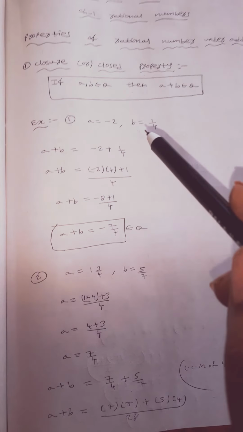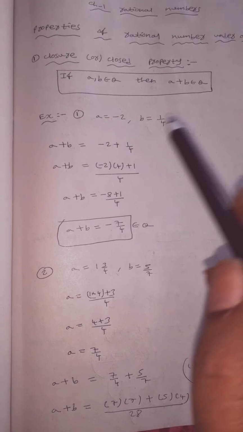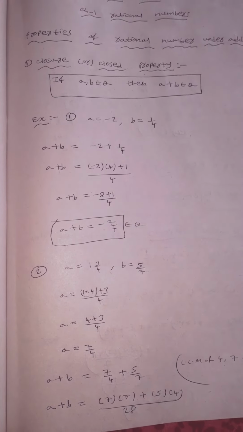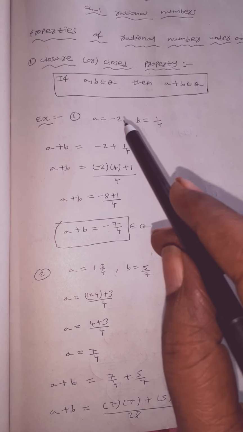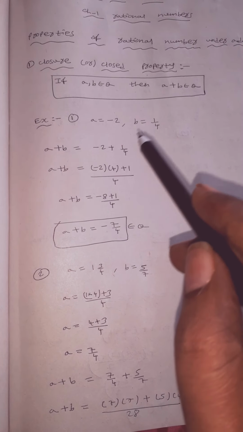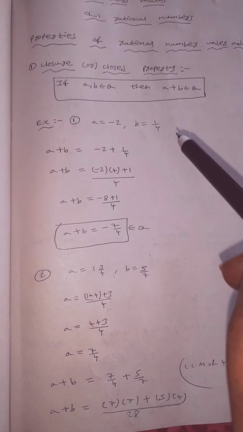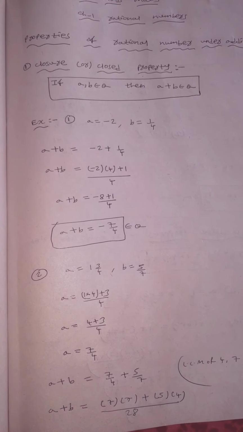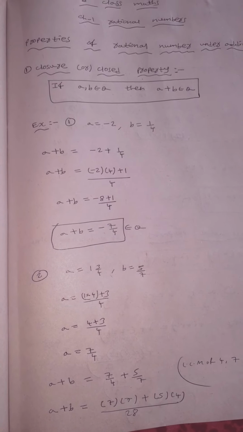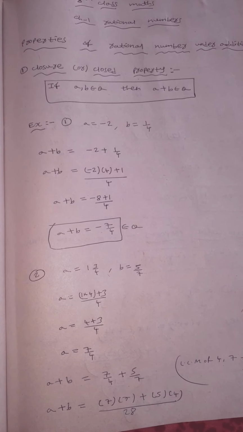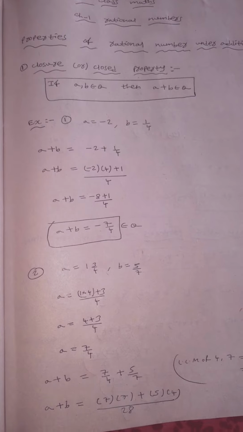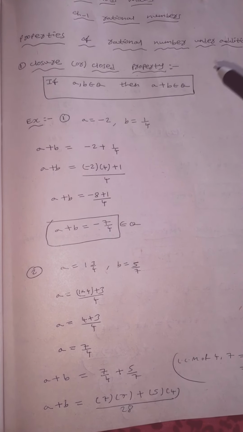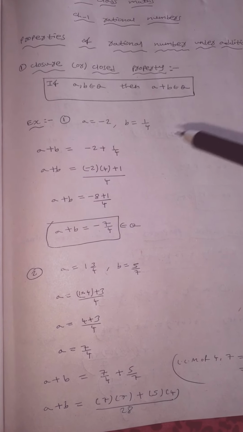So you can take any examples, children. We will see one by one. Any numbers you can take. So a is equal to minus 2 and b is equal to 1 by 4. But you should take rational numbers only. Don't take root values, so don't take irrational numbers, as the property will not hold. You should take positive and negative numbers, otherwise fractions.